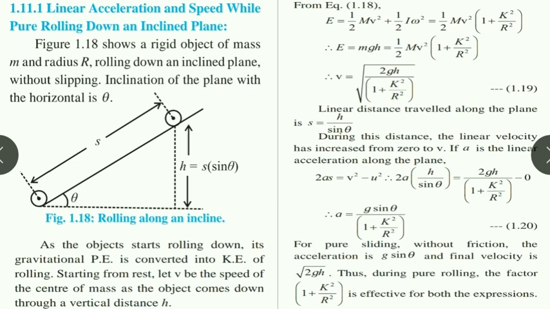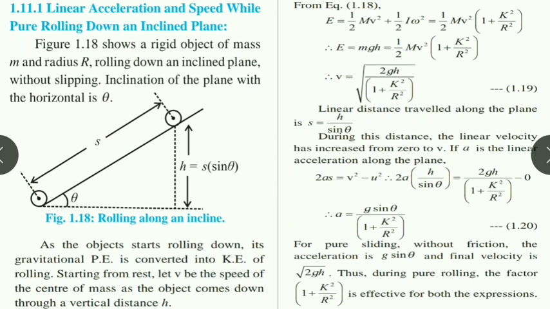Now, linear distance traveled along the plane is s. Here this is s, this is theta, and consider this is h. So using the formula sin theta equals opposite side upon hypotenuse, sin theta equals h upon s, and therefore h equals s sin theta, or you can say s equals h upon sin theta.